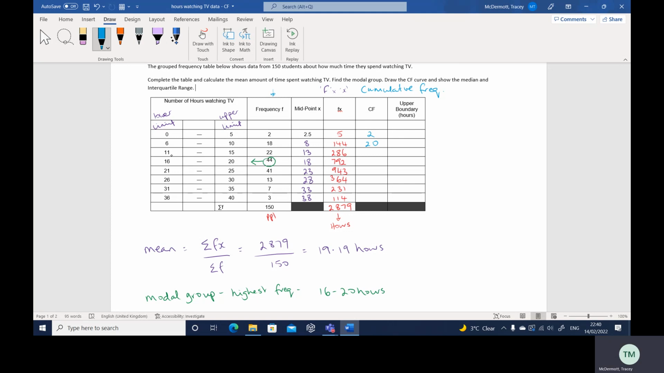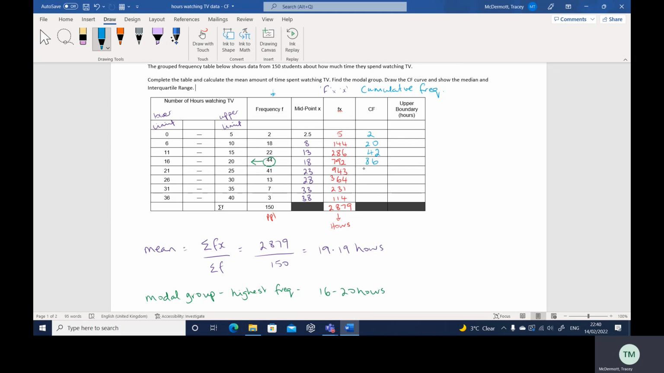By the time we bring in our next category, the number of people who watch between 11 and 15 hours of TV, we've got an extra 22 people now. If we add them on to the 20 we've got so far, then we've got 42. So this is basically a running total of your frequency column. We had the 2, we added on the 18 to get 20, we add on the 22 to get 42, we'll add on this 44 now and it'll bring us up to 86.